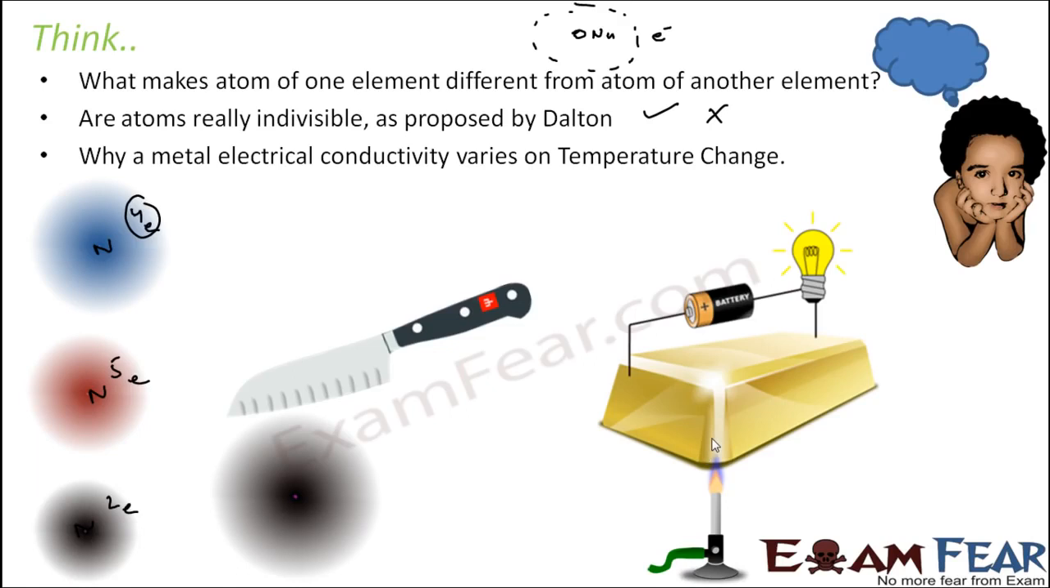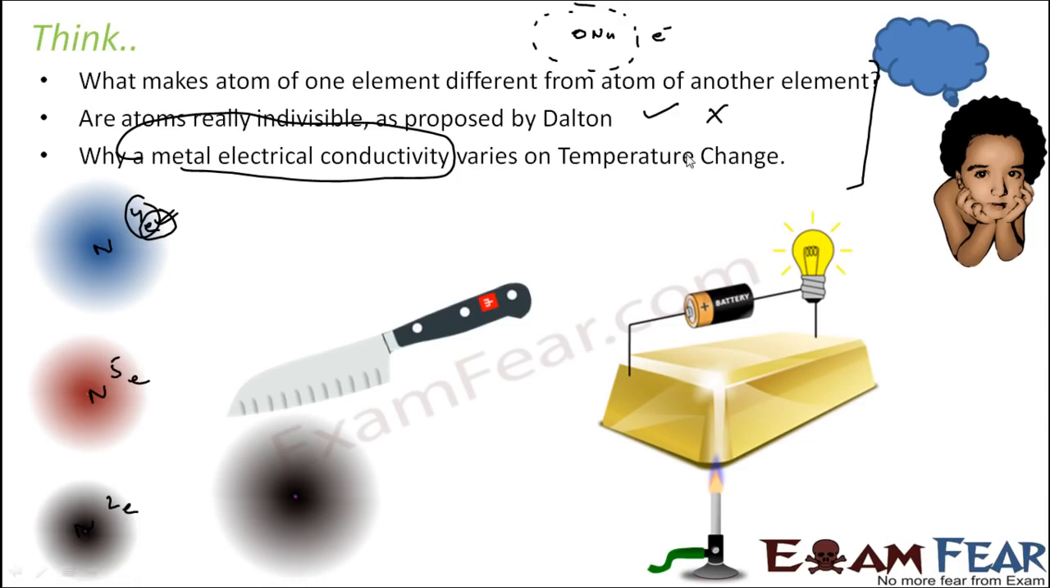So these questions can be answered if you know the structure of the atom, because when you talk about the metal electrical conductivity, it is the electron which is responsible for the conductivity of metals. When you increase the temperature, these electrons are a little free to move around, and thus the electrical conductivity increases for a given metal, right? So these questions can be answered if you know the structure of atom.